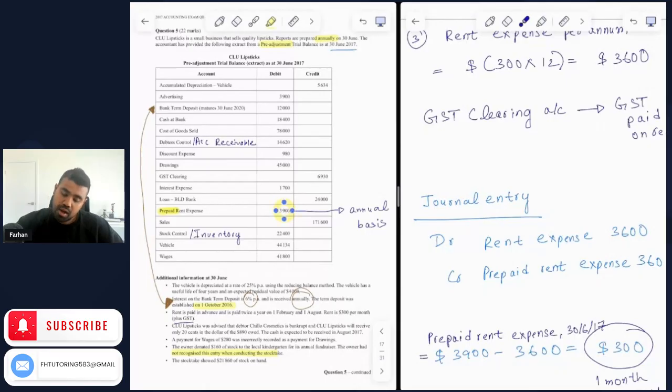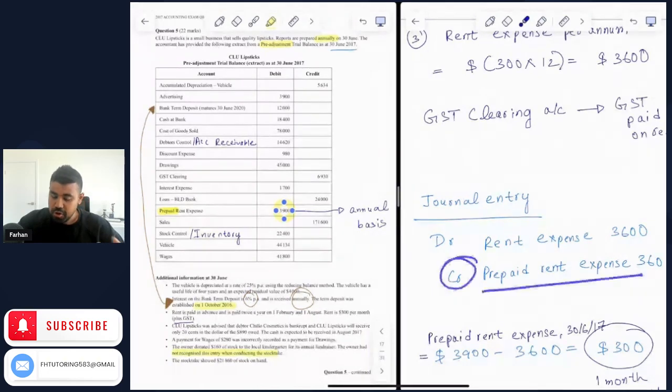The way we do this is to credit the prepaid rent expense in the pre-adjusted trial balance. When we are crediting the prepaid rent expense, we are reducing the economic benefits that come with it, because we have consumed these economic benefits: we have used the space for 12 months and a portion of that has already been consumed and expensed. So therefore, we are debiting rent expense by $3,600 and we are crediting prepaid rent expense by $3,600.